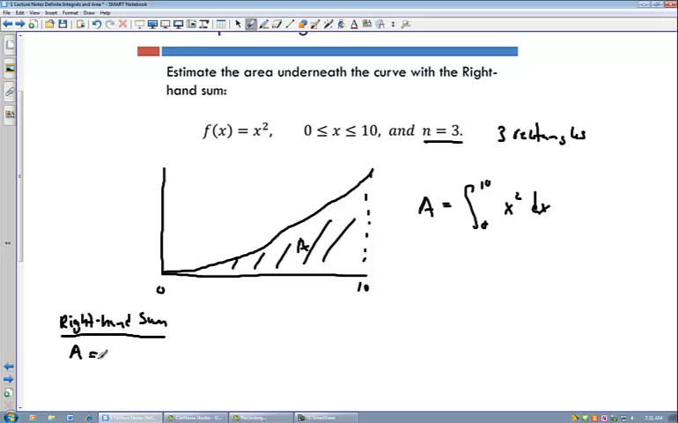And a is going to be approximately... Now I have to think a little bit. Okay, so how do I divide 10 into 3 pieces, into 3, because I want to make 3 rectangles? And if you think about this, the question itself answers itself, or the question itself is the answer. How do you divide 10 into 3 pieces?